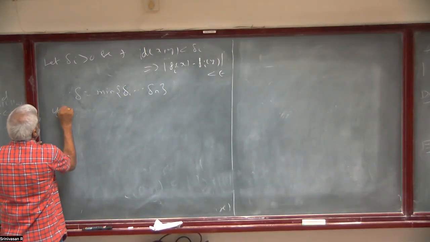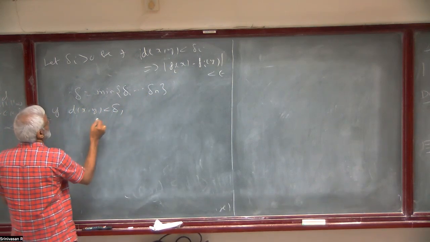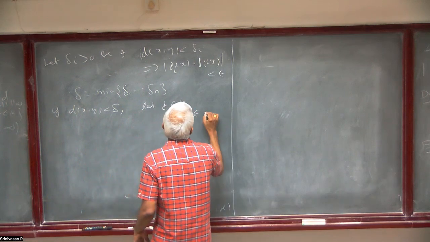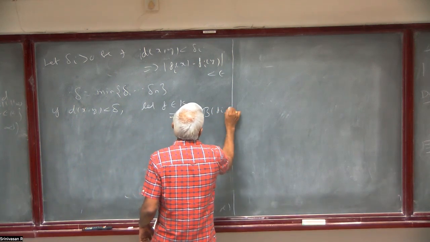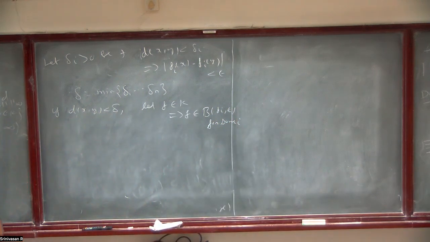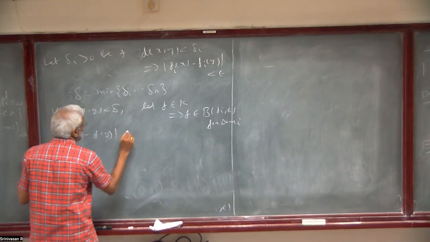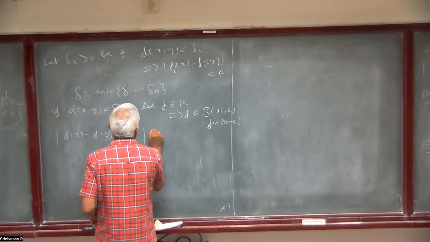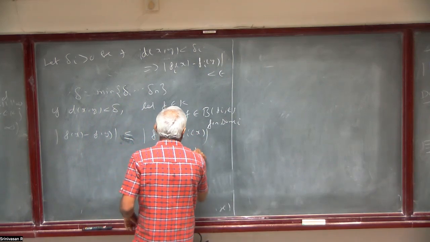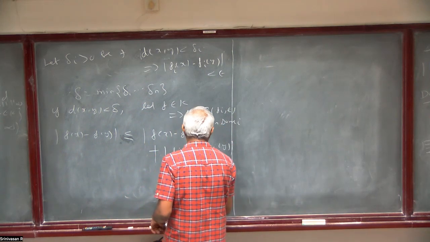Now it's clear. Now if d(x,y) is less than delta, of course, that means it's less than all delta_i, and f is in K implies f is in some ball B(φ_i, epsilon) for some i, because that's the union over i. Now we know that |f(x) - f(y)| is less than or equal to |f(x) - φ_i(x)| + |φ_i(x) - φ_i(y)| + |φ_i(y) - f(y)|.